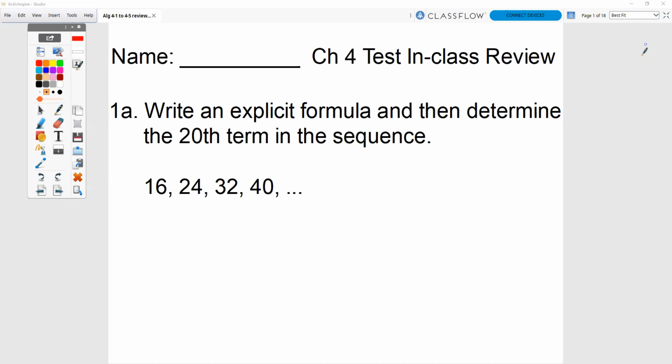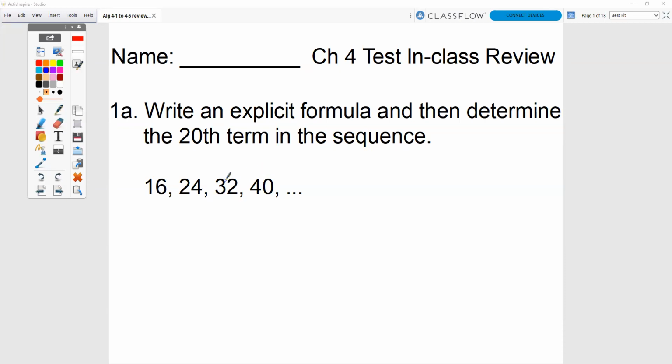So when I'm taking a look at these numbers, I'm looking at 16, 24, 32, and 40. You have to figure out, first of all, whether it's an arithmetic sequence, that you're adding or subtracting by the same number each time, or whether it's a geometric sequence, that you are multiplying by each time. If you're trying to figure out if it is an arithmetic sequence, try subtracting the numbers going backwards.